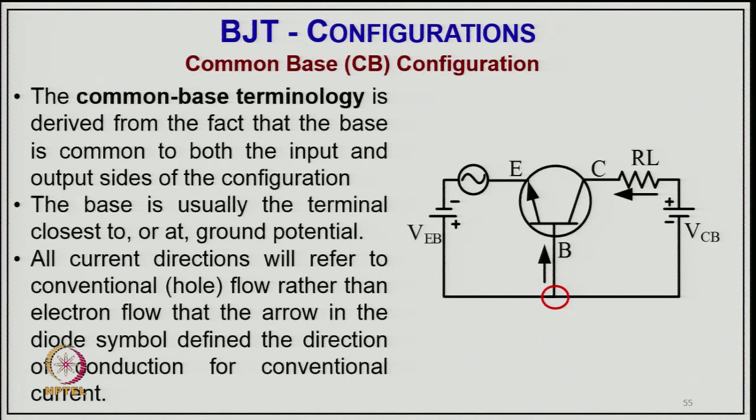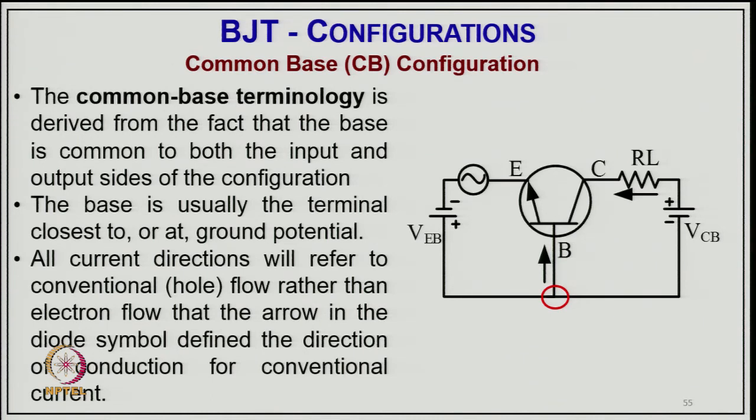Common base configuration means the base terminal is common. The terminology is derived from the fact that the base is common to both the input and output side of the configuration, and the base is usually the terminal closest to ground potential. All current directions refer to conventional hole flow rather than electron flow, that is, the arrow in the diode symbol is defined by the direction of conduction for the conventional one. As you can see, this arrow is a representation of this circuit.